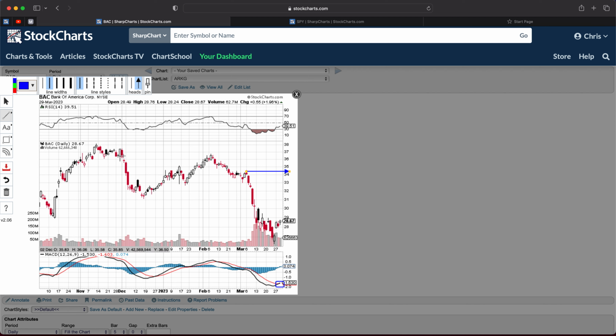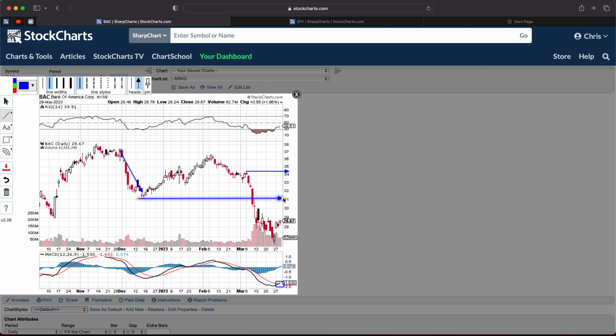All right, old support levels. You see the price is falling, falling, falling. Price is falling, falling, falling, falling, right? Eventually it stops here, stops falling at this level. All right, this old support level can now be used as a price target.